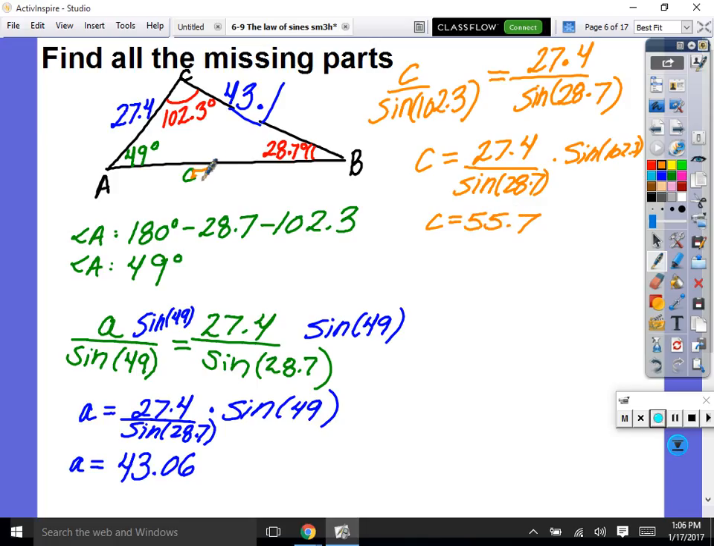Yep. Okay, let's see if our triangle makes sense, because it should. The largest angle should be across from the largest side, yes? Medium angle is across from the medium length side. And then smallest angle is across from the smallest side. So our triangle makes sense, so we probably did it right. If something doesn't make sense, we've done something wrong.